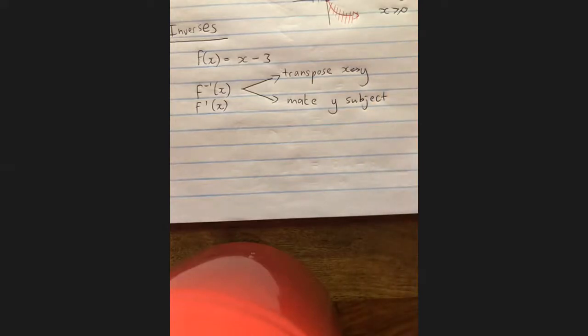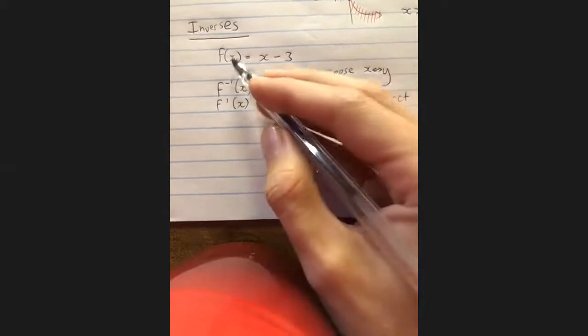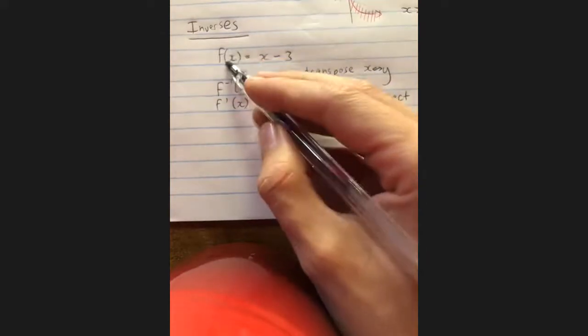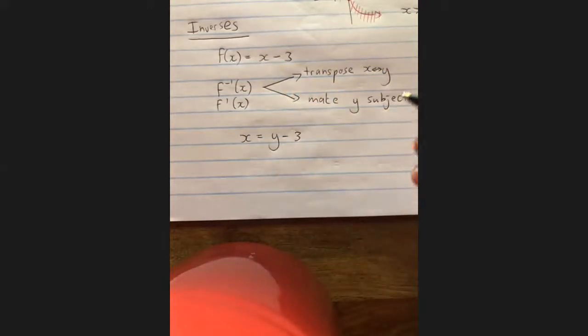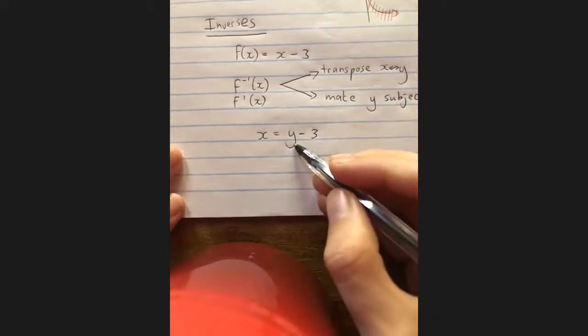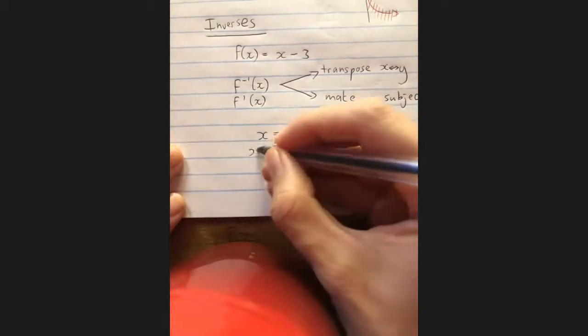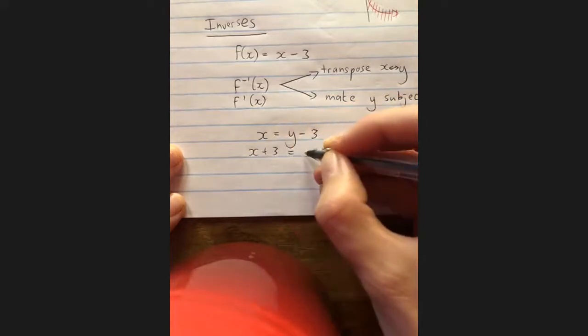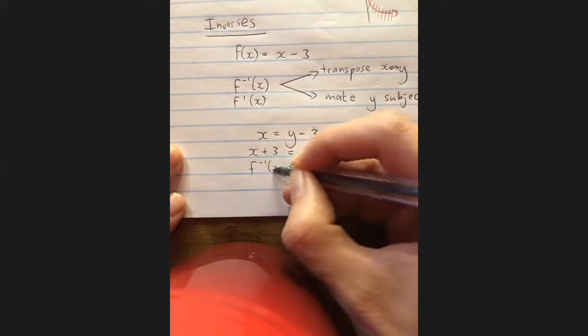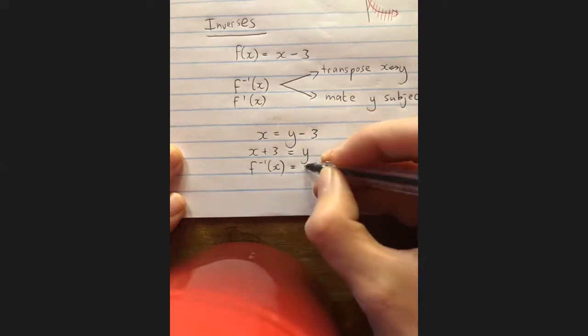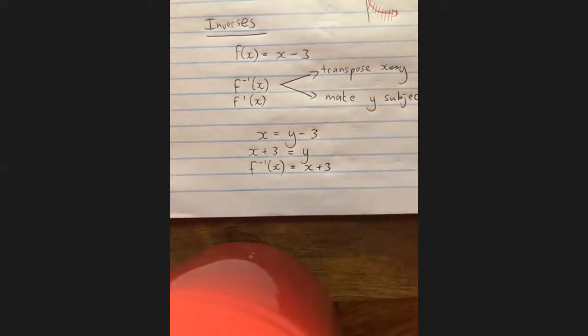Transposing x and y is nice and easy. If I see a y there, you know f of x is y. You see an x there, you just swap them, or transpose if you prefer that. And then you try and make y the subject. So in other words, get y alone. So x plus 3 is equal to y. So the nice way of writing this then is the inverse is equal to x plus 3. And that's how you do inverse.